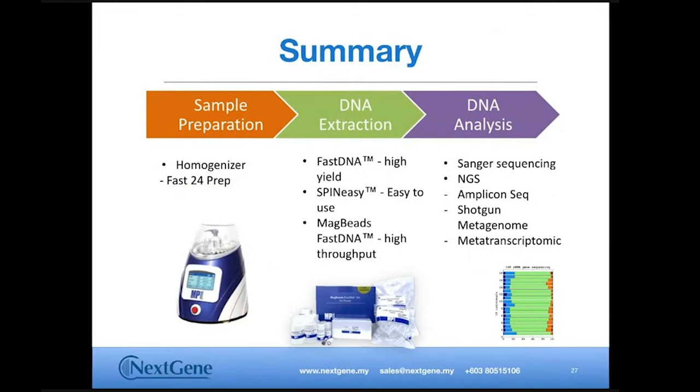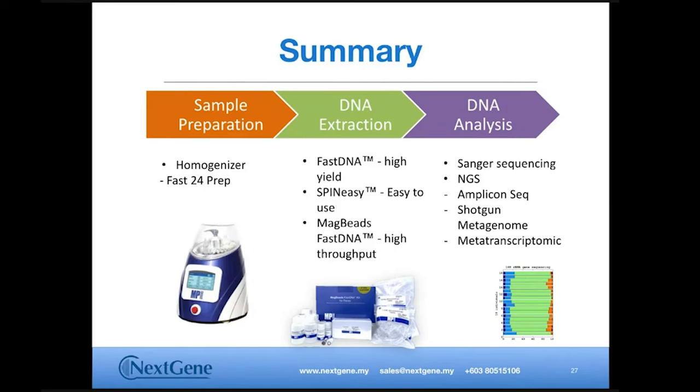So here's a summary for today's topic on the process of microbial biodiversity identification. We have already covered the starting point, sample preparation. The mechanical method is preferred over the non-mechanical method, as mentioned earlier, for environmental samples. And this can be supported by our MPBio's FastPrep instrument with a range of adapters that are suitable for all kinds of extraction kit. Once the sample is lysed, we move on to the DNA extraction steps. It can be done using different extraction kits, and we have already covered a few.